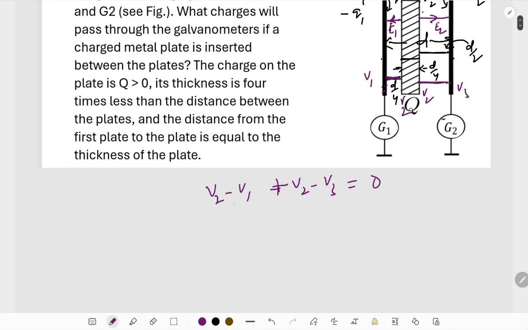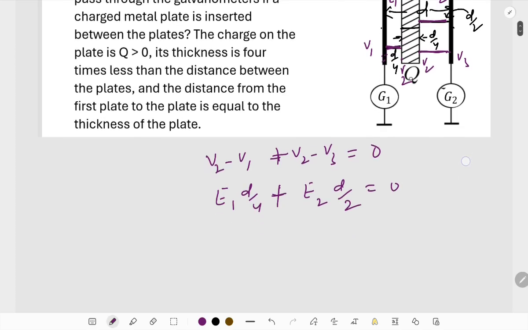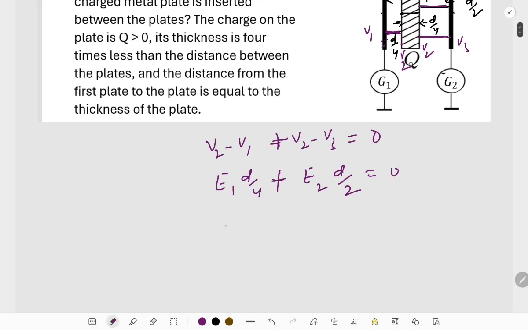And you can write here V2 minus V1 is simply E1 multiplied by d by 4, because this thickness is d by 4 and the electric field in this direction is E1. And V2 minus V3 you can write as E2 multiplied by d by 2, because this thickness is d by 2, and that is equal to 0. That means you are going to write E1 upon 4 plus E2 divided by 2 is equal to 0.